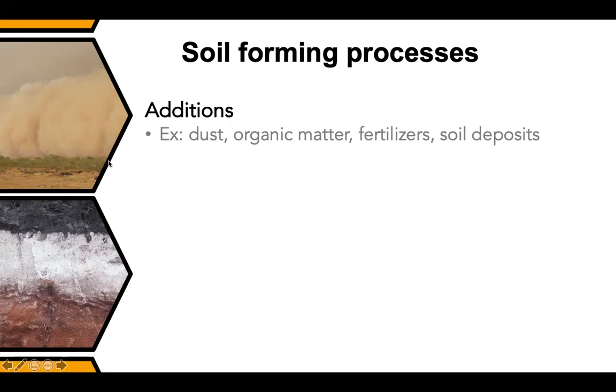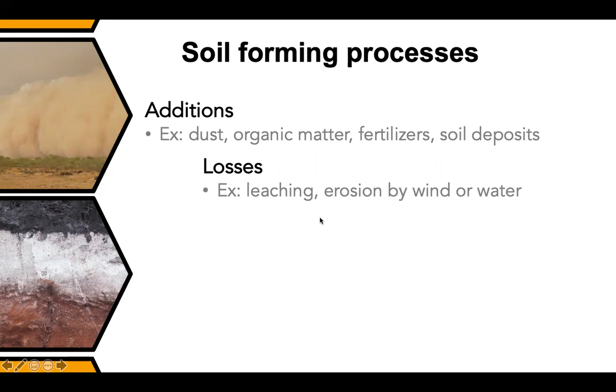You can see here, for example, this is a big dust storm. So clearly when that goes across this landscape, it's going to leave another layer on top of this. So that would be an addition. Now, of course, if we have addition, that means that we also have losses. So losses are things like leaching of solutes from the soil profile, or erosion by wind and water, right? So this dust storm is an addition to this soil that might be right here, but it's a loss from the soil where it originated. So these two things are kind of in tension with one another and going back and forth.